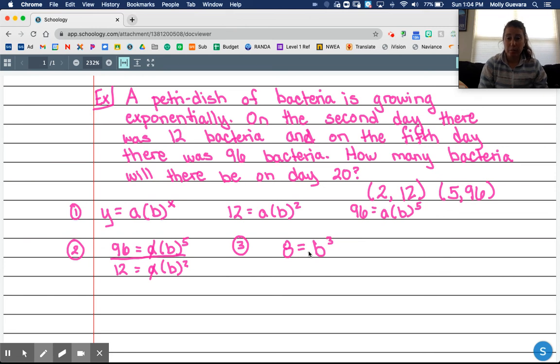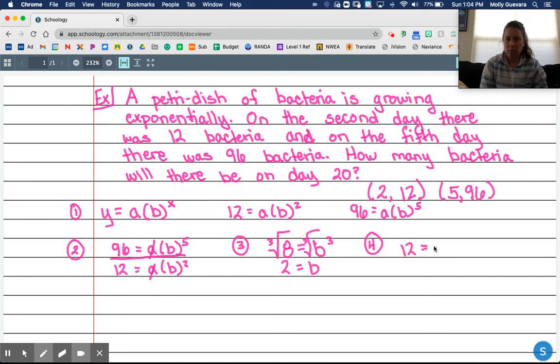Now I'm trying to solve for b, so I need to take the cube root, right? The cube root of both sides. The cube root of 8 is 2, right? 2 times 2 times 2 is 8. So I get 2 equals b. Awesome. So now I can go step 4, which is plugging it back in. I'm going to plug it back in for the one with the smaller numbers. But again, it doesn't matter.